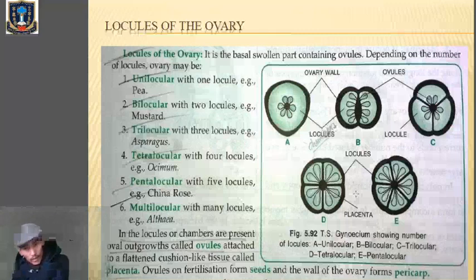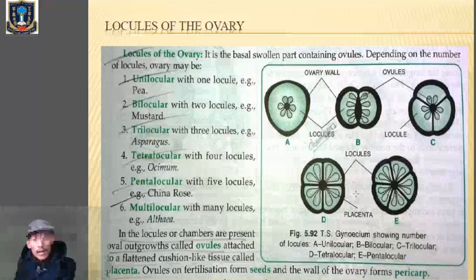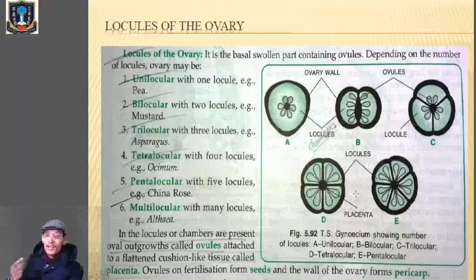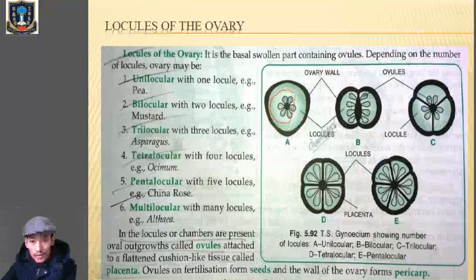And depending upon the number of locules, the ovary may be unilocular, bilocular, trilocular, tetralocular, pentalocular, and we can say multilocular. So uni means what? 1. So we can see the presence of only 1 locule. This is called unilocular, like in pea. Bilocular with 2 locules. Can you see? First locule, second locule. Here we can see the presence of 2 locules. It is called bilocular, like in mustard. These are the ovules.